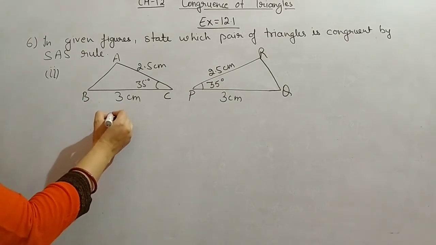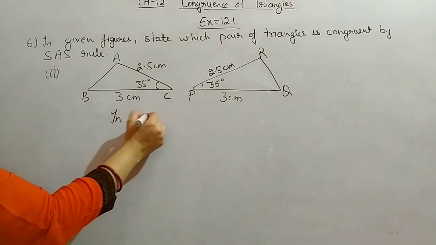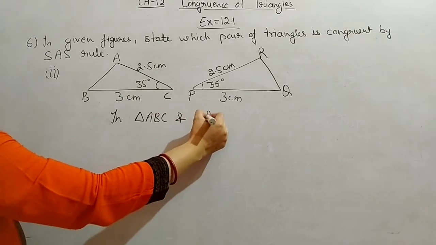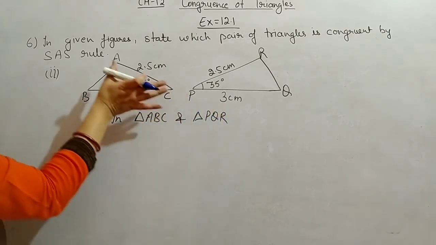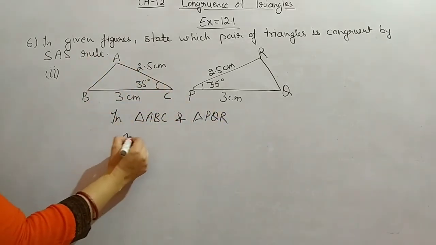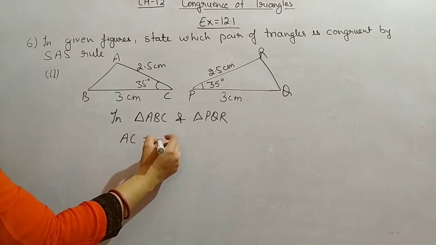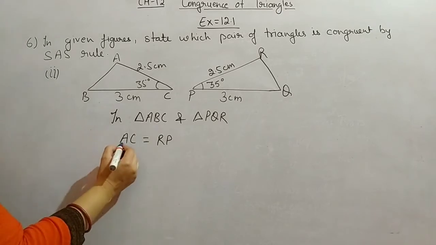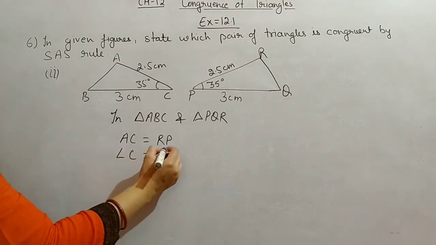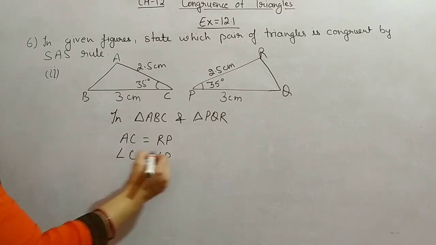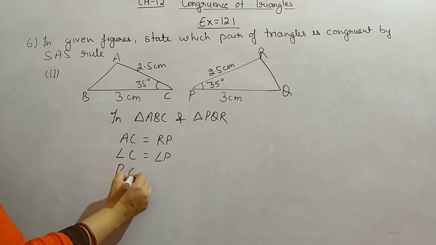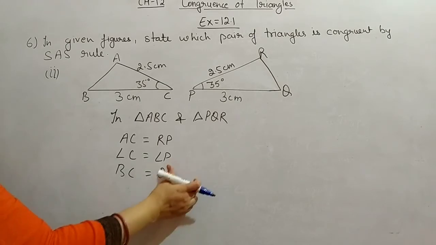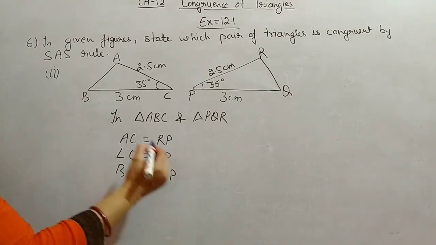So we will write in triangle ABC and triangle PQR. First we are comparing this side A to C. AC is equal to RP. Then angle C is equal to angle P. BC is equal to QP.